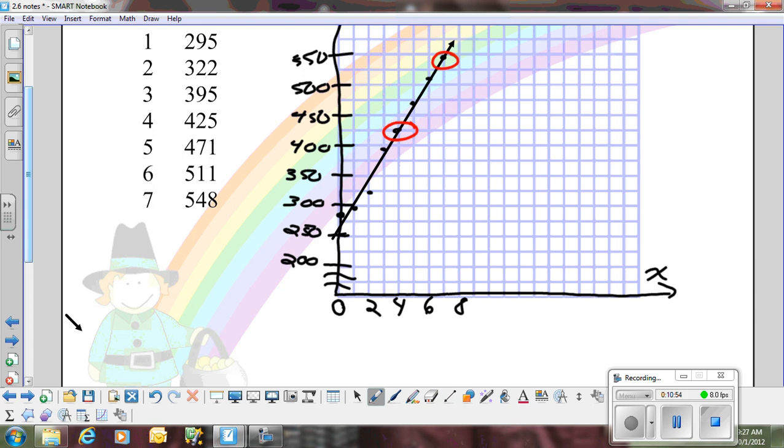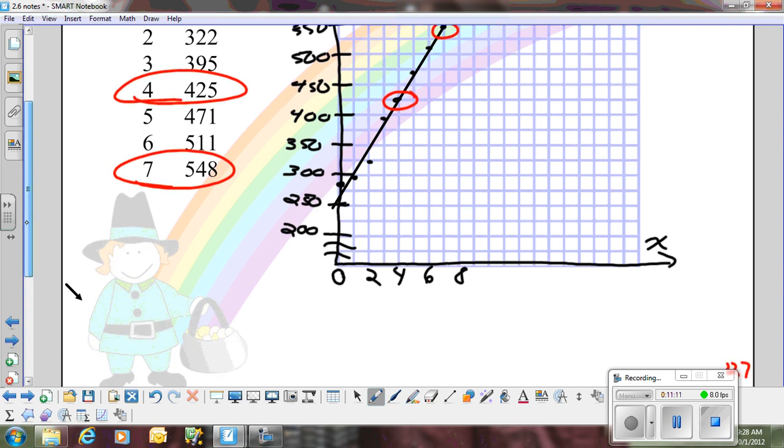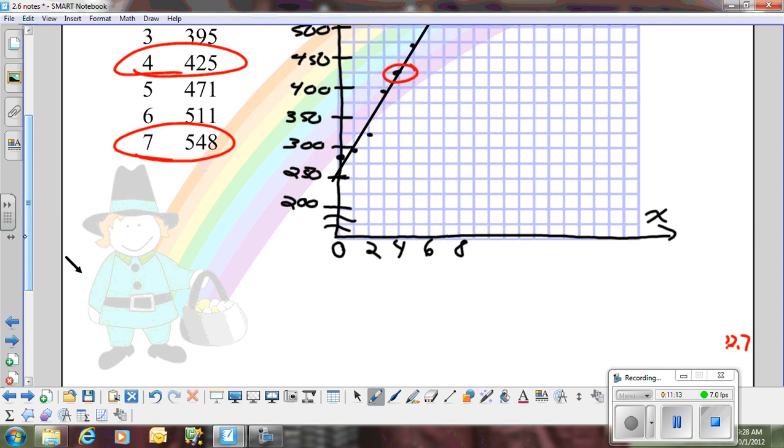So the 2 points that I chose were this one right here, 7, 548, and this one right here, 4, 425. Okay, so I want to write an equation of that line. If I have 2 points and I want to write an equation of the line, what do I need to do first? Slope. You need to find your slope first.